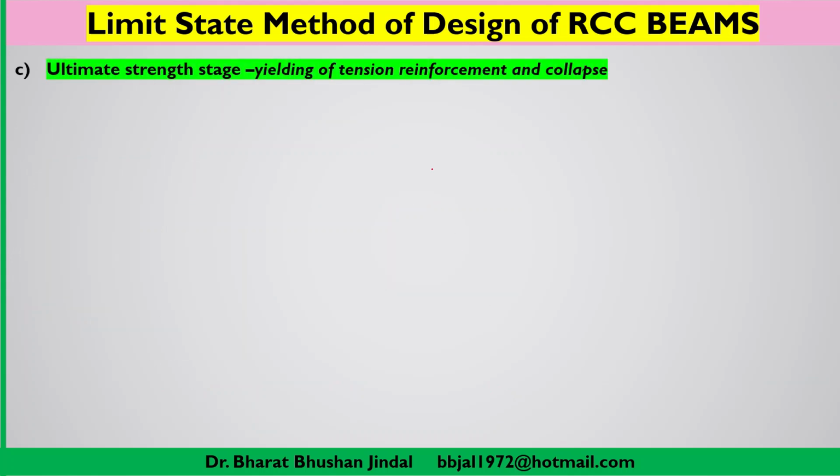Now the third stage, which is very important and which we want to discuss here, is the ultimate strength stage. Ultimate strength stage is when yielding of tension reinforcement can happen and collapse can occur. So how collapse occurs and how ultimate strength is reached, now we will discuss.